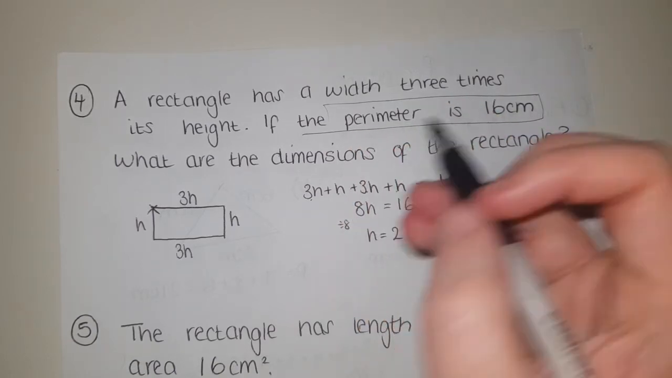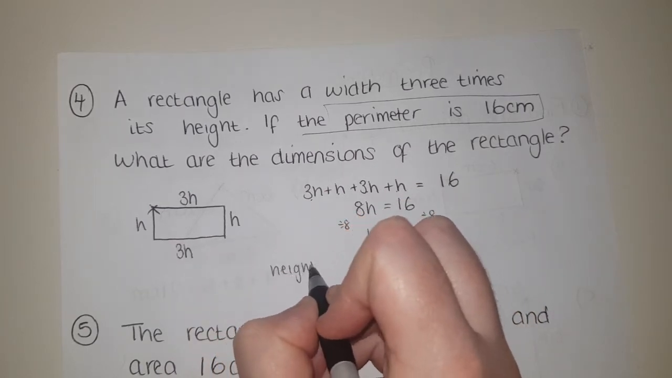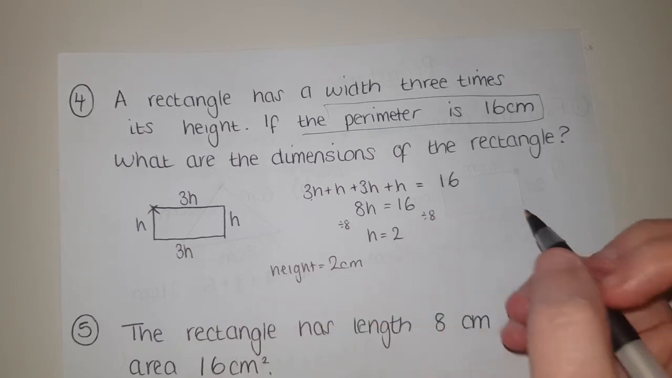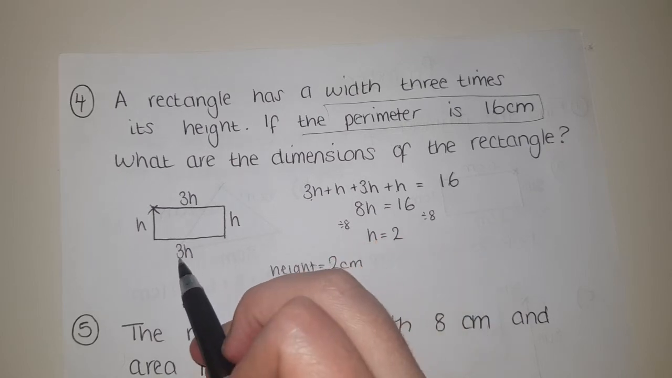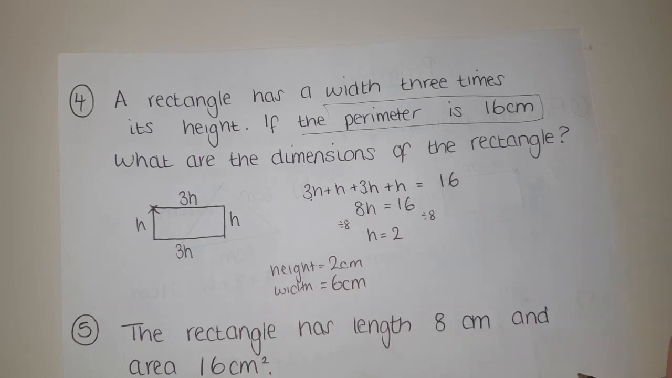So I can go back to my shape and I can say that the height is 2 centimeters. Okay, and that the width is 3h. Well, that's 3 times 2, which is 6 centimeters. And that's it. Done for question 4.